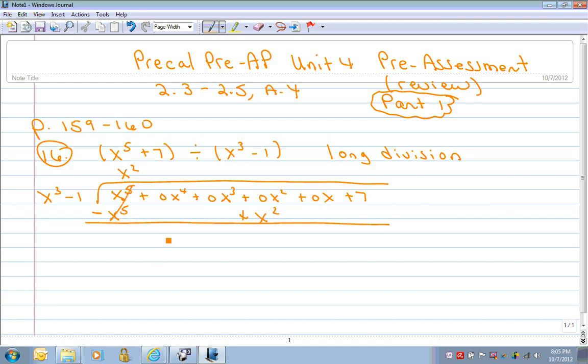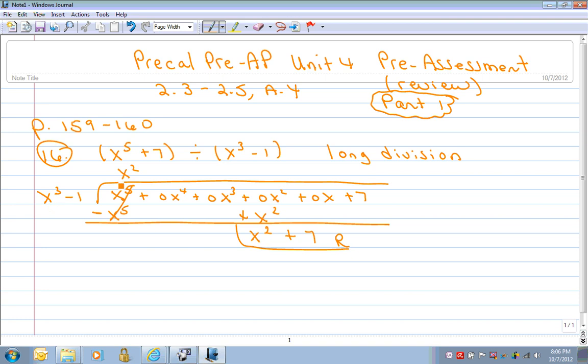You have no x to the fourth, you have no x cubed, but you have 1x squared. And you have no x's, but you have plus 7. And then you're going to stop because this is your remainder. You know it's the remainder because for x cubed times something, we'd have to use a fraction. You can't continue. It's a smaller degree than what your divisor was.